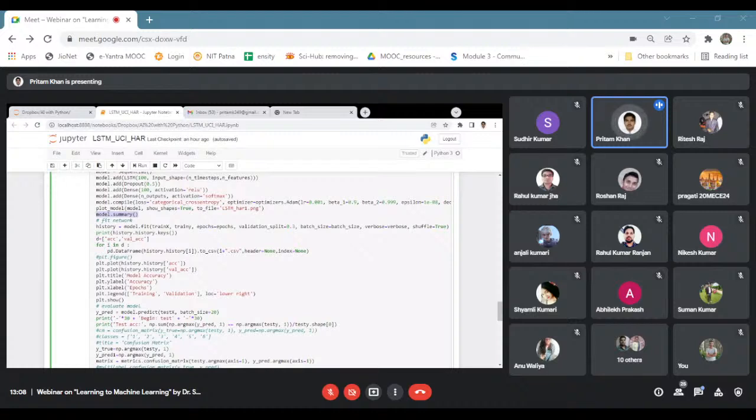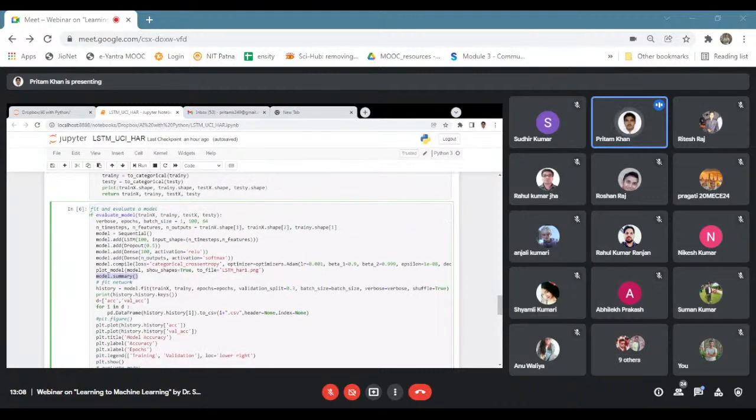After you have designed the architecture of the model, next you are fitting the model inside this: model train X, train Y. Then epochs equal to epochs I have put. Epochs is actually 100. Those 100 I have already fed earlier. So it will take epochs equal to 100.